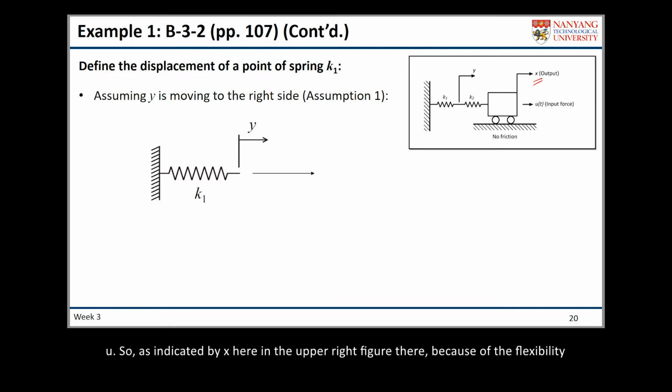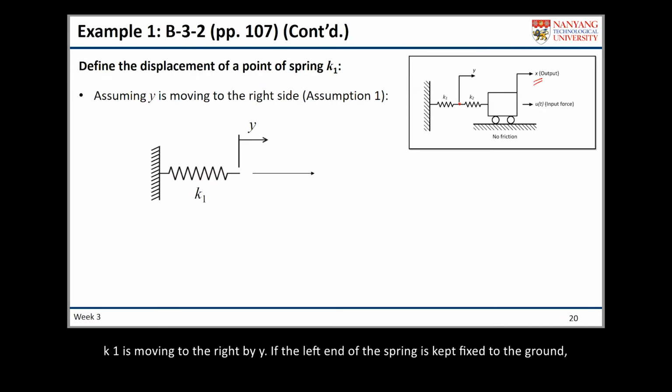And because of the flexibility of the springs K1 and K2, the junction between these two springs, which I indicated as y, is also moving to the right, but the motion is y, it's not x. So y is moving differently than x because of the flexibility of K2. But let's assume at this point y is also moving to the right. So I can analyze the spring K1 now, as you can see in the left figure there. The right end of the spring K1 is moving to the right by y.